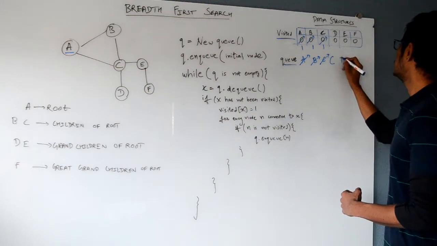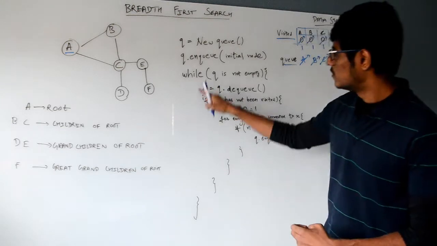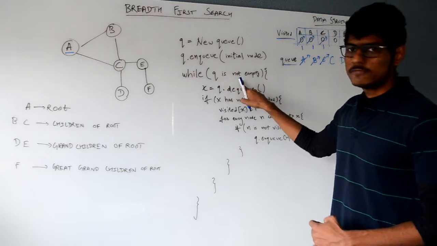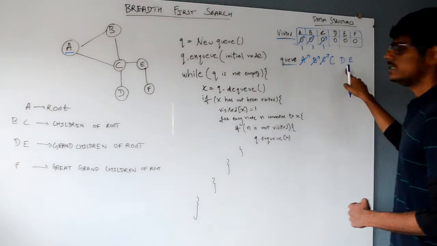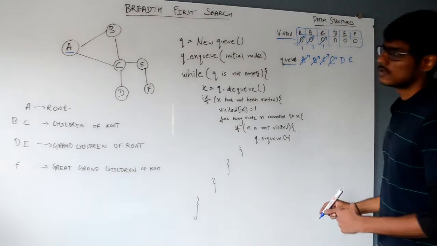So we enqueue D and E. Now we are done with this part of the code. So again we go to the while loop. We again check if the queue is empty or not. As we have C, D, E in the queue, the queue is not empty. So again we dequeue the queue. Now we have C with us.